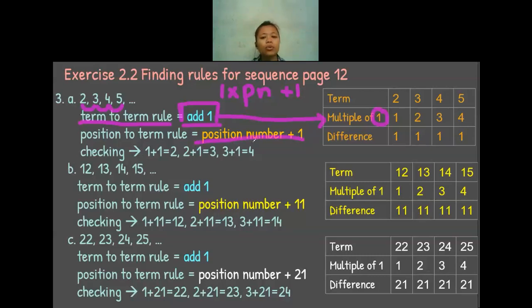Is there anyone who is still confused at question 3A? No, teacher. Okay, someone asked me what is the term-to-term rule in Bahasa. It's like, apa ya?